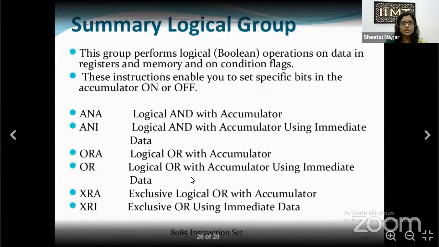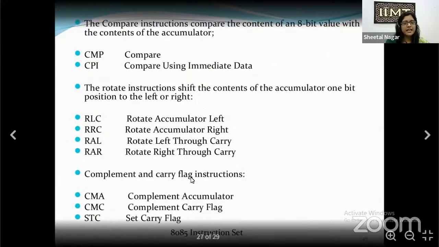Now the summary of the logical group. This group performs logical operations on data in registers and memory and on condition of flags. These instructions enable you to set specific bits in the accumulator on or off. For example, ANA, ANI, ORA, ORI, XRA, XRI, CMP, CPI, RLC, RRC, RAL, RAR, and the complement instructions CMA, CMC, STC.